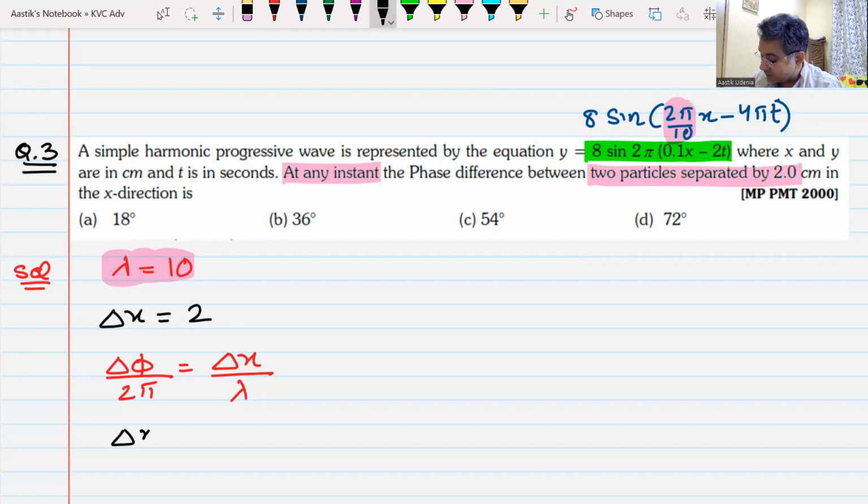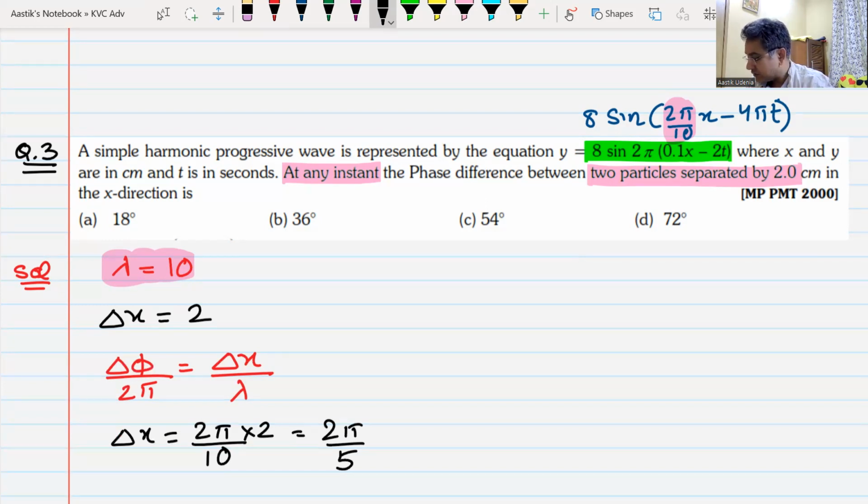How will I get the phase difference? Delta phi will be 2 pi by lambda times delta x. Lambda is 10, multiplied by 2. So that gives me how much? 2 pi by 5 radians. I think that will come as 2 by 5 into 180 degrees, which should come as 72 degrees. So that is one way of doing it. The other way of doing it would be this.